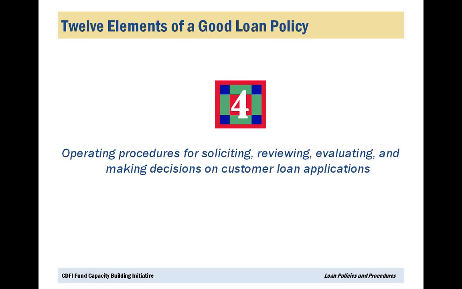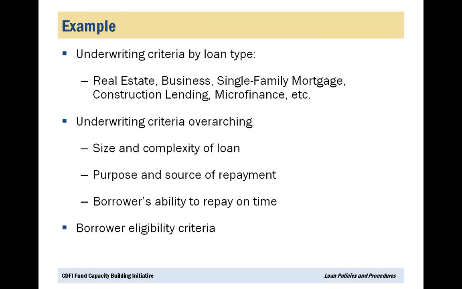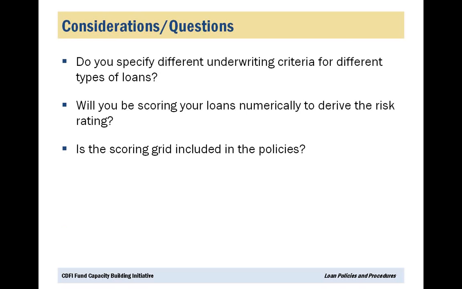All right, element 4, operating procedures for soliciting, reviewing, evaluating, and making decisions on the loan applications. This is where you put your underwriting criteria. You might want to put general criteria about the size and complexity of loans, the purpose and source of repayments, borrower's ability to repay. You may decide to get more specific about different loan products you have, about different loan types: real estate, business, single-family mortgage, multi-family construction lending. So this is where you would put that information.